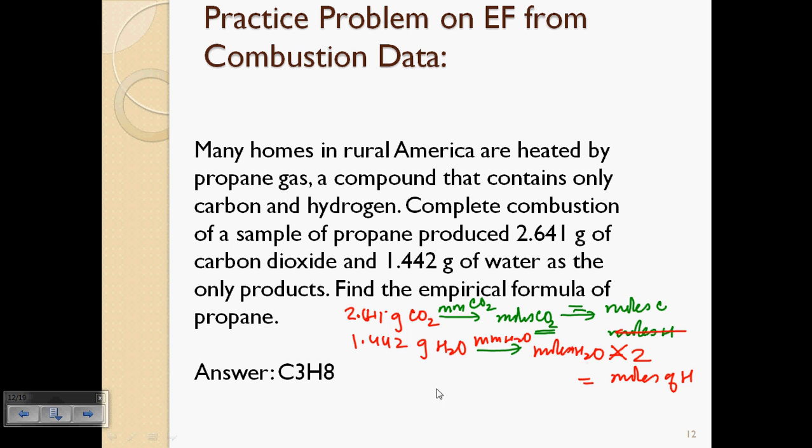And once you get the moles of carbon and moles of hydrogen, you'll take the smallest moles, whichever is smaller, carbon or hydrogen, and divide all moles by this. And if you get a whole number ratio, that's fine. If you get a fraction, you've got to convert it to a whole number. Do this problem on your own and see if you get the answer. If not, you can always email me with your questions and I'll be happy to walk you through step by step.